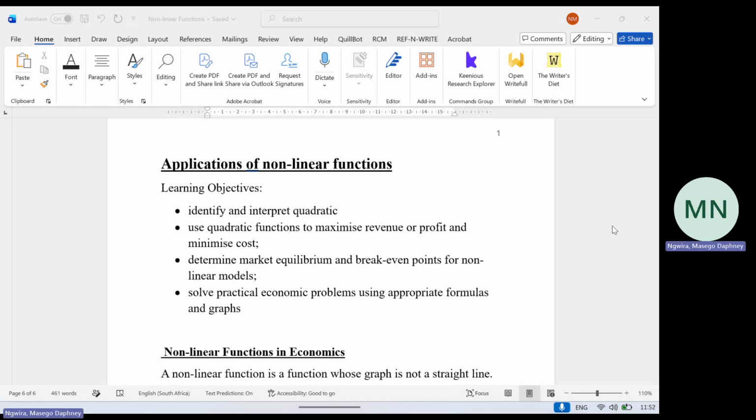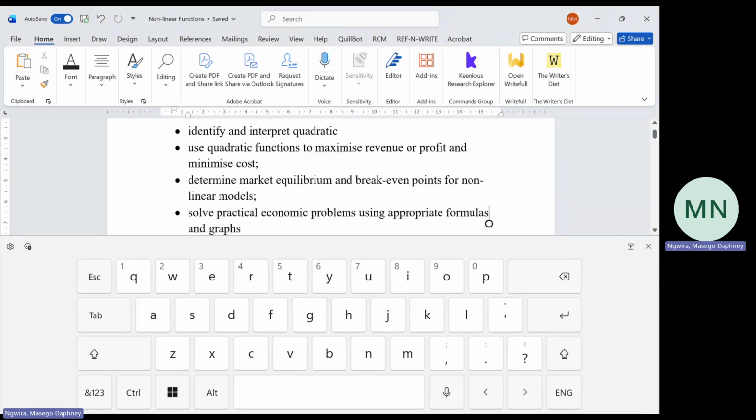Learning objectives are, at the end of this lesson, you should be able to identify and interpret quadratic functions, use quadratic functions to maximize revenue or profit and minimize cost, determine market equilibrium and break-even points for nonlinear models, solve practical economic problems using appropriate formulas and graphs. This should be formulae. Plural of formula is formulae, sorry.